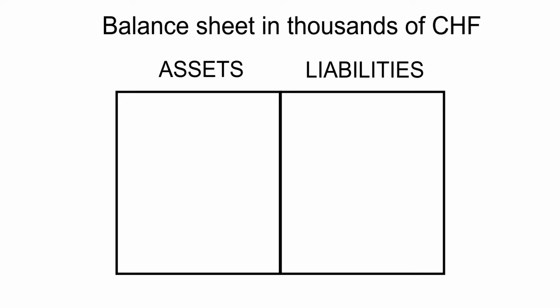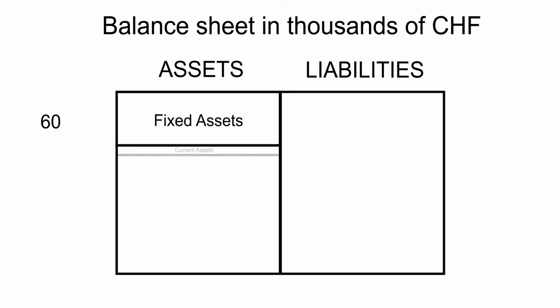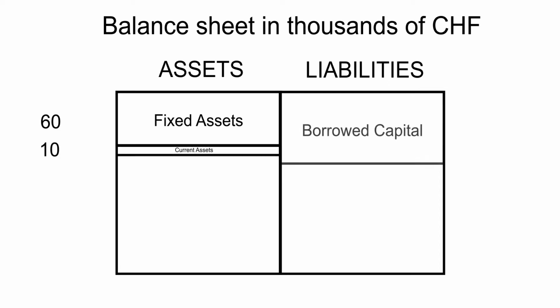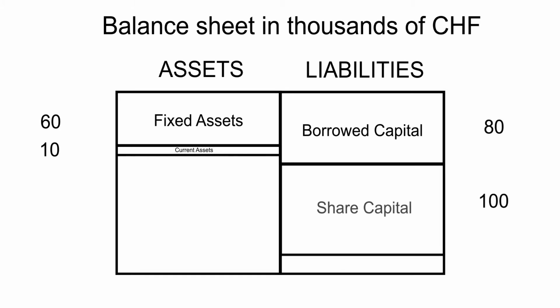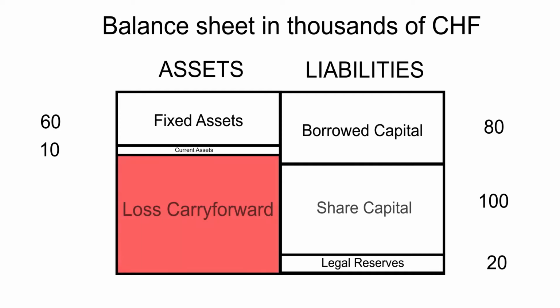The balance sheet now looks as follows. The fixed assets are 60, the current assets 10. The borrowed capital amounts to 80, the share capital to 100. The legal reserves are 20. This results in a loss carry forward of 130.